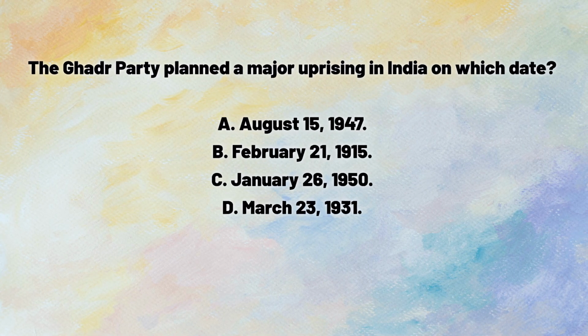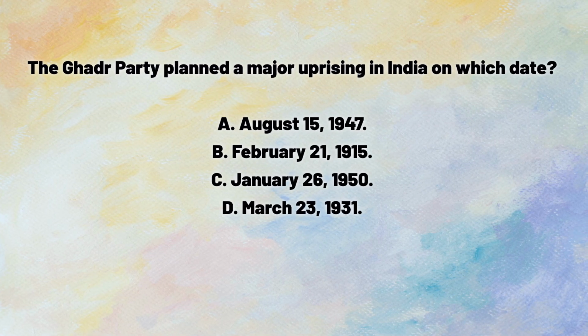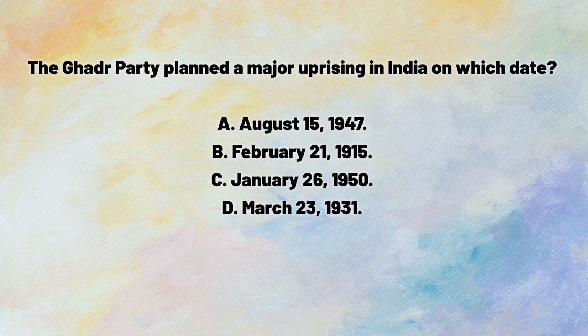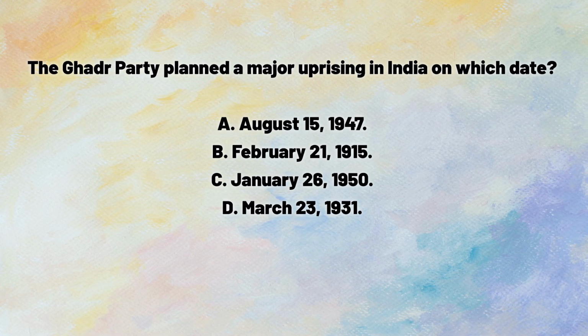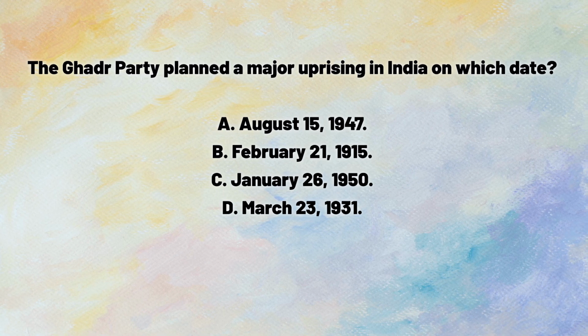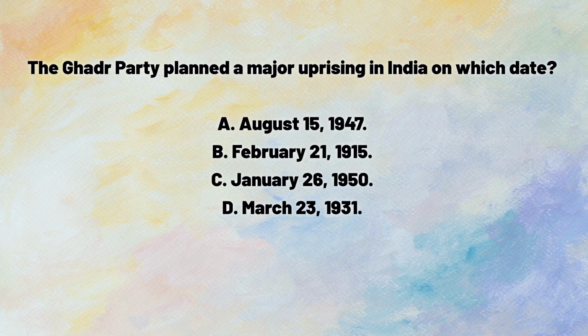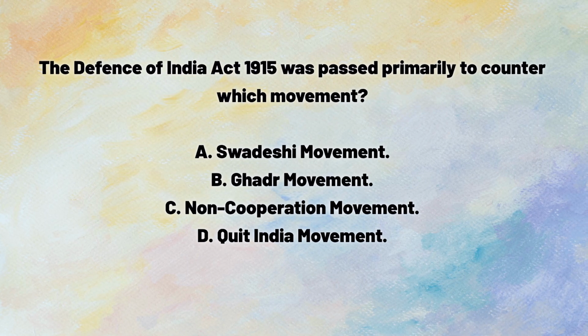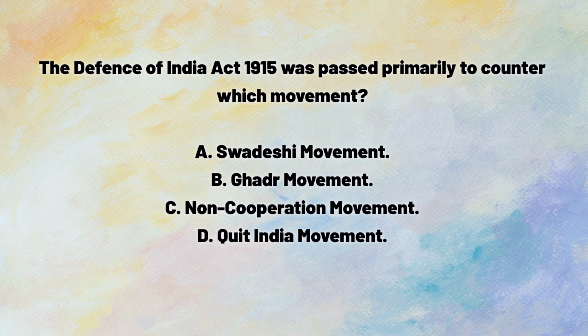The Ghadar Party planned a major uprising in India on which date? A. August 15, 1947, B. February 21, 1915, C. January 26, 1950, D. March 23, 1931. Answer: B. February 21, 1915.